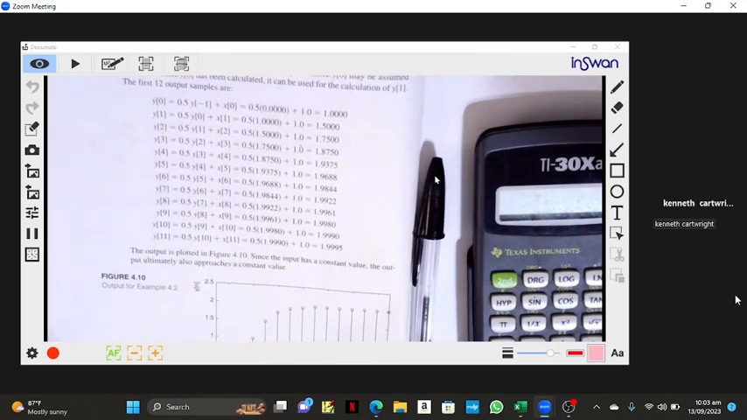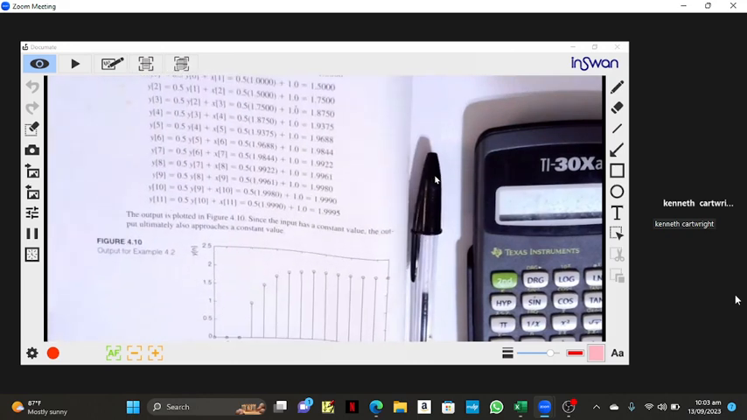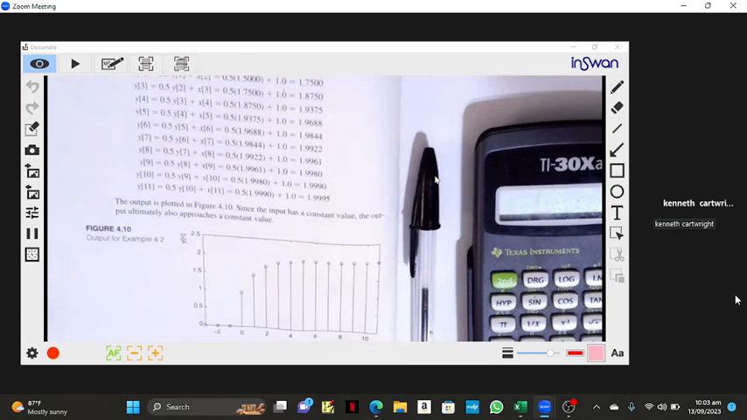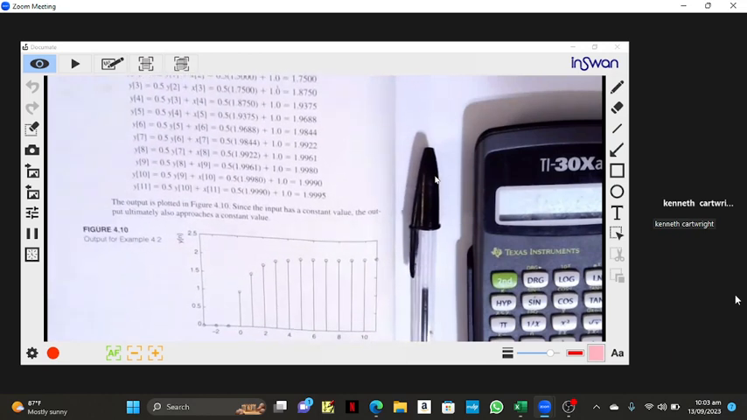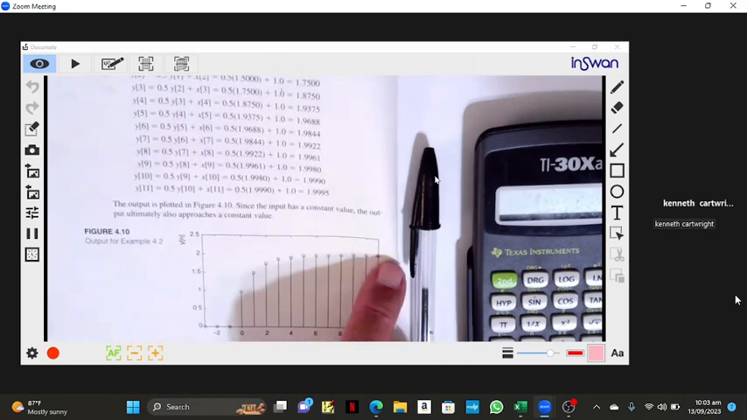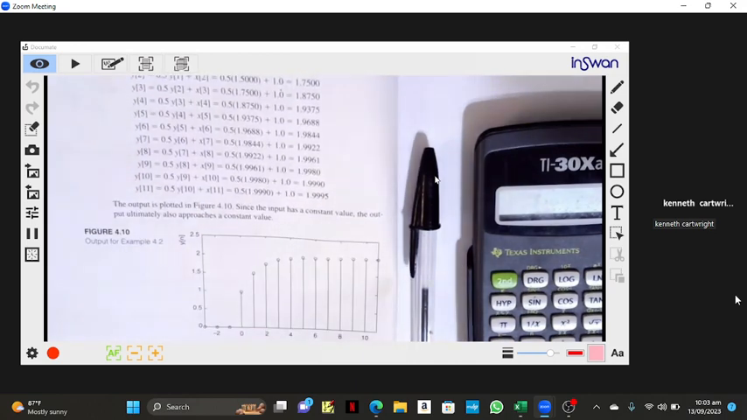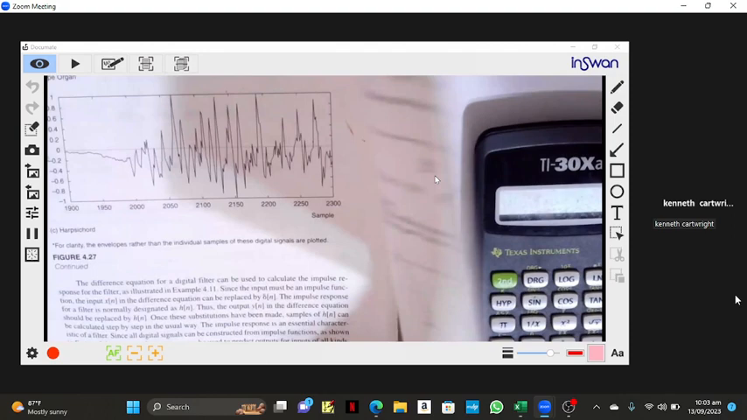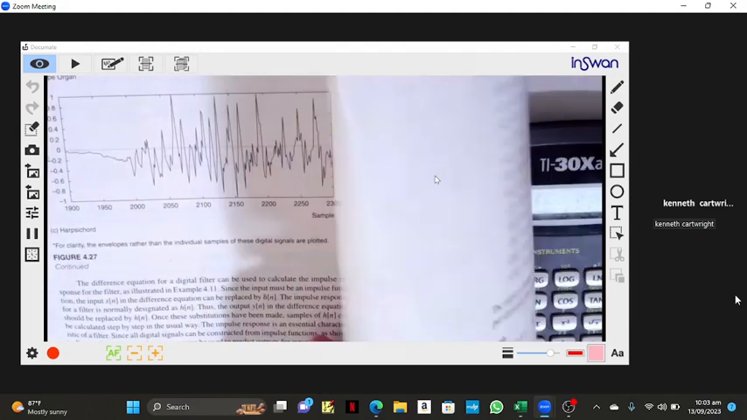And then when we plot y of n versus n, we get figure 4.10. It starts off here at 1 and it ends up at 2. Any questions about that?